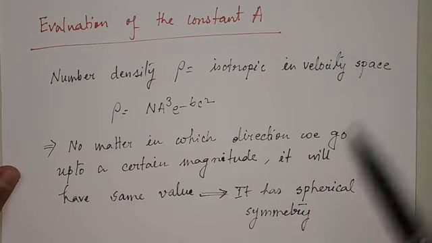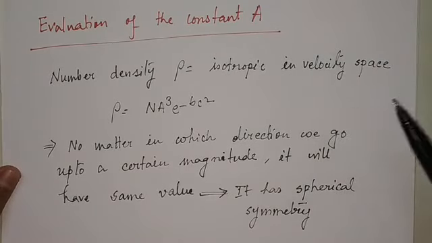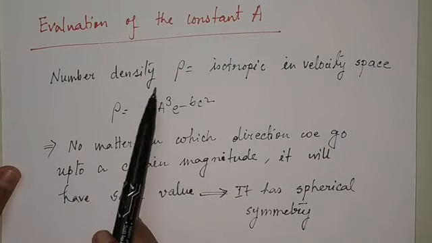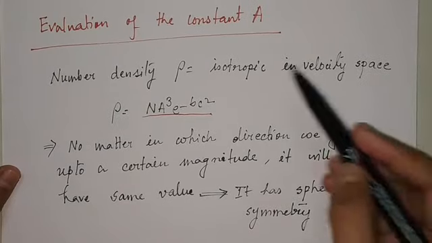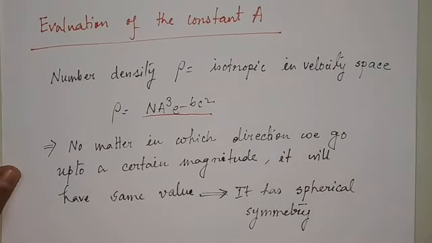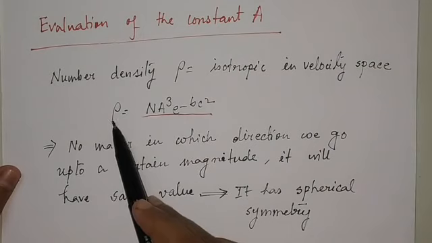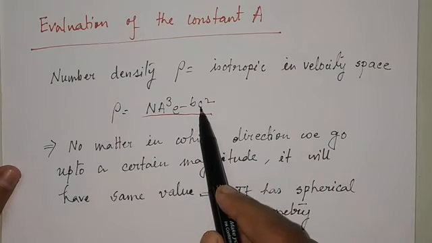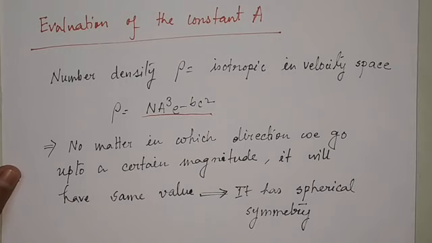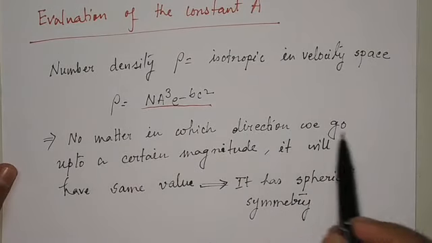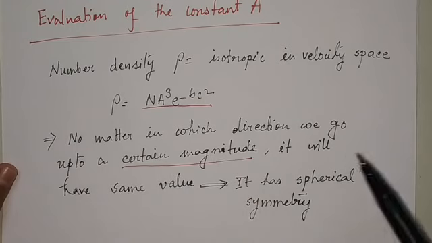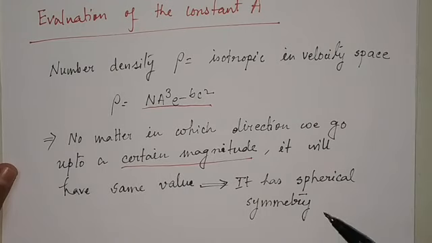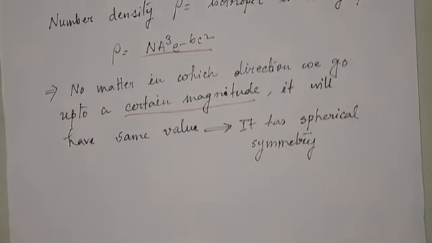So we'll first start with evaluation of the constant A. Okay. So we know that the number density rho, which is given by n a cube e to the power minus b c square, is isotropic in velocity space. It means that as rho depends only on c, that is the velocity, no matter in which direction we go up to a certain magnitude, in this case the certain velocity in that velocity diagram, it will have the same value. That is, it will have this spherical symmetry.